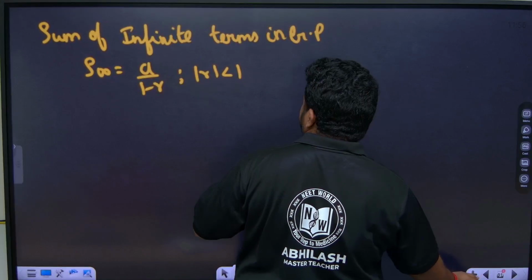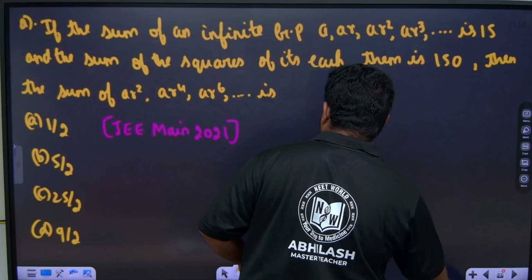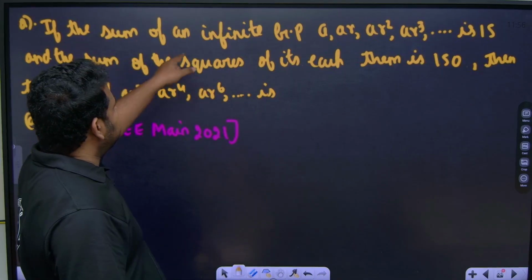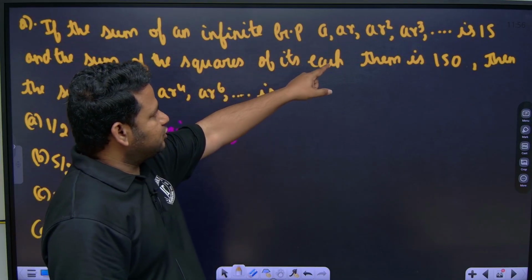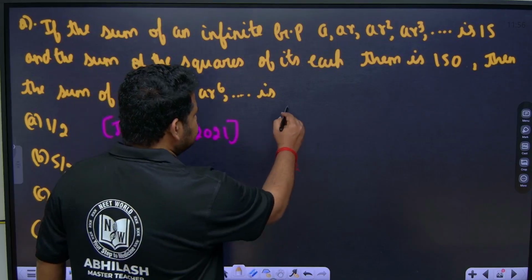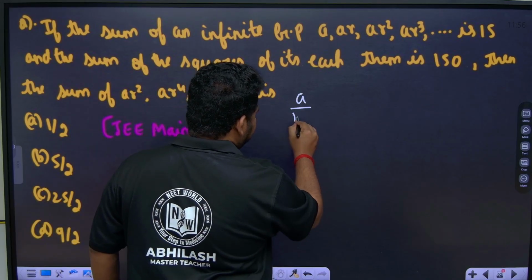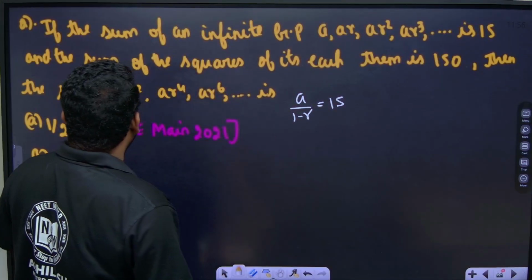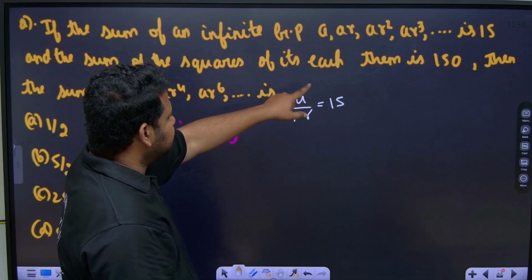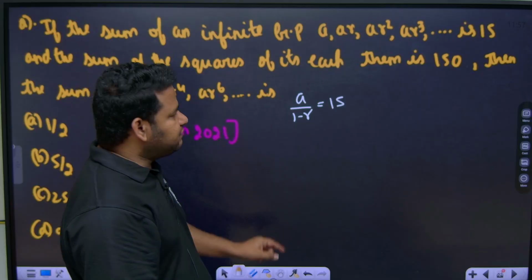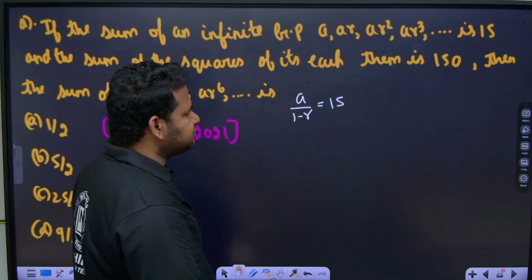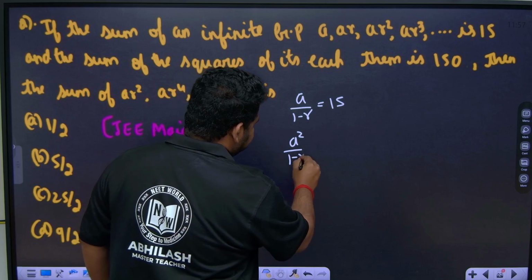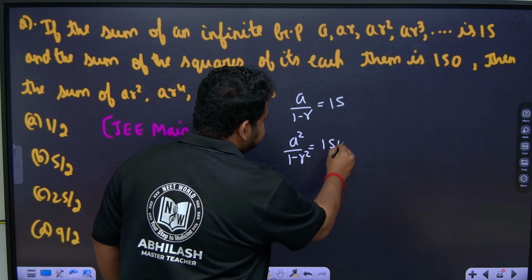Next thing, the sum of infinite terms in a GP is a by 1 minus r if the modulus of r is less than 1. See here they have given, the sum of an infinite GP a, ar, ar square, ar cube is 15. Infinite GP, what is the formula we have? a by 1 minus r is given as 15. Correct, no? And the sum of the squares of each of them is 150. Squares of each of them I can write as a square by 1 minus r square is 150.